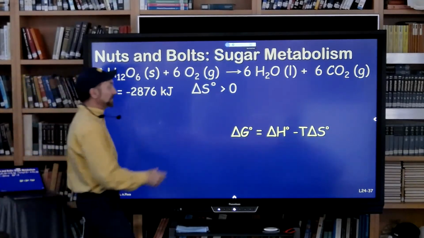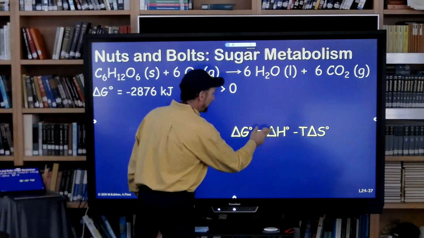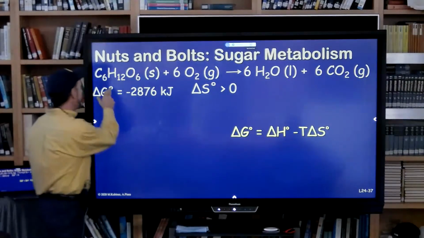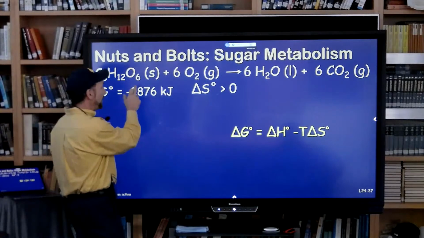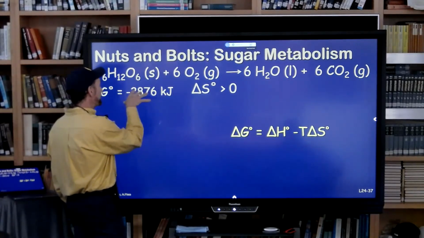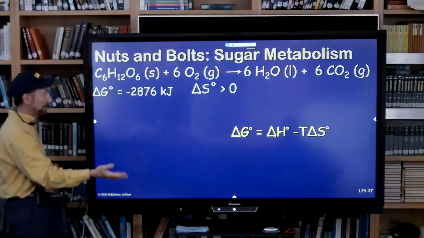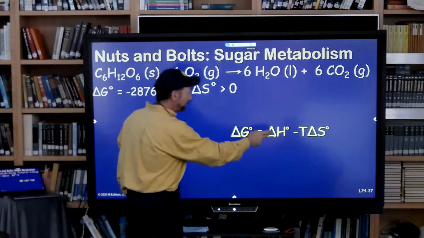Delta G is delta H minus T delta S. I calculated that standard state free energy variable. That is standard state, so around room temperature. It's spontaneous. What about all temperatures?